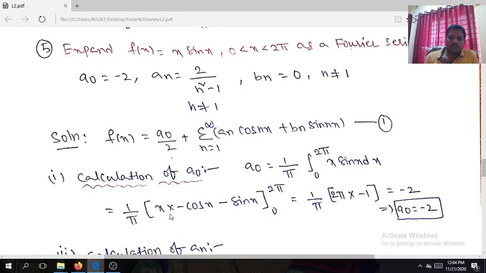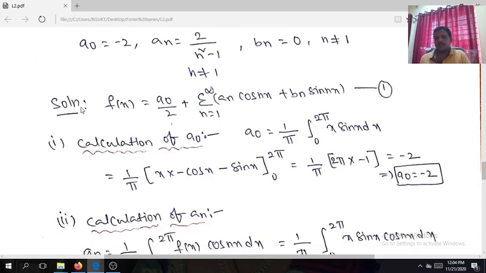Okay, 1 by pi of 2 pi into minus cos 2 pi. Cos n pi is equal to minus 1 whole to the power of n. So for even numbers of n, cos n pi is 1. For odd numbers of n, cos n pi is minus 1. So cos 2 pi is what? 1. Here minus is there. 2 pi into minus 1. Is it clear? If I write x equals 2 pi, cos 2 pi equals 1, before it minus is there. That's why minus 1. 1 by pi, 2 pi into minus 1. Pi gets cancelled. A naught is equal to minus 2. Clear? A naught is equal to minus 2.